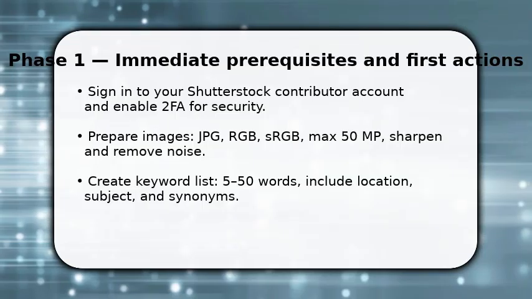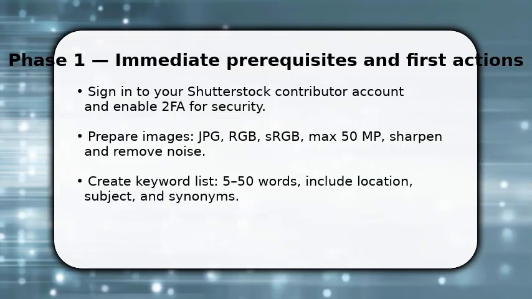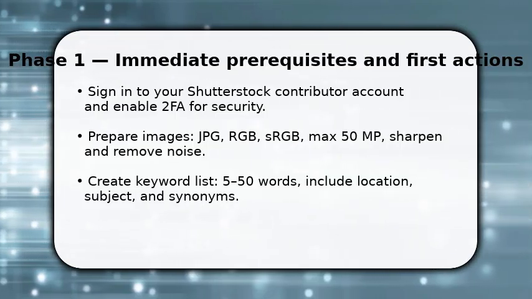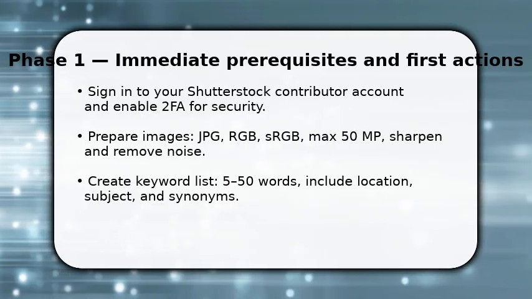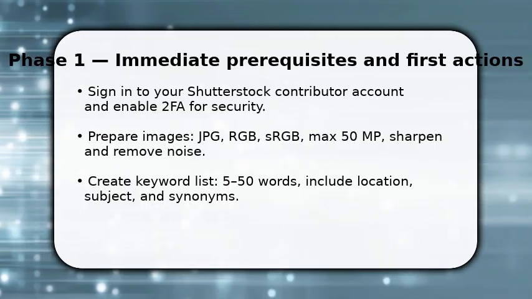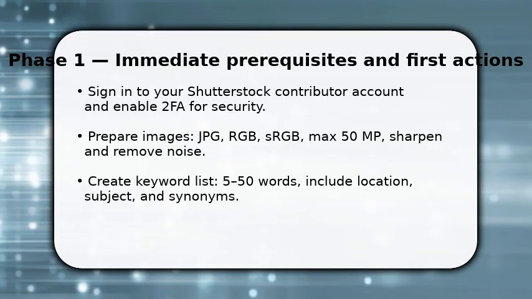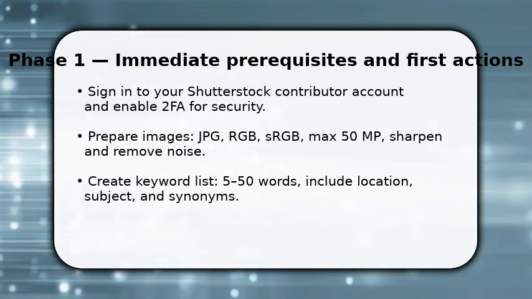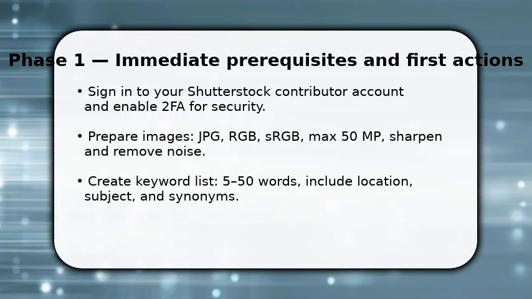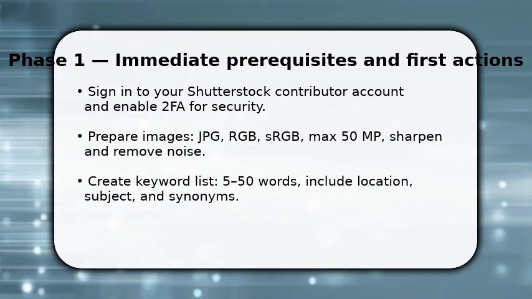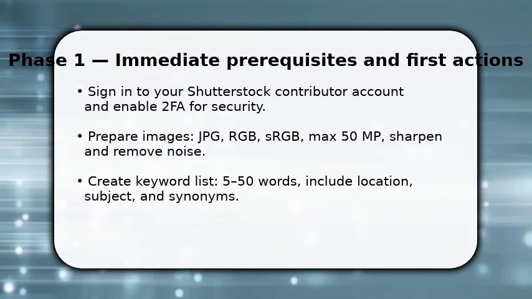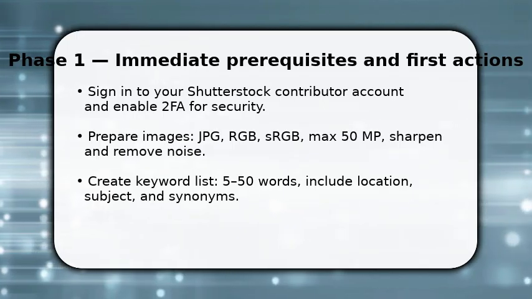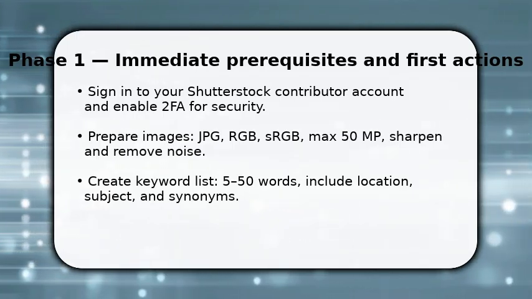You start by signing into your Shutterstock contributor account and enabling two-factor authentication. This protects earnings and identity. Once signed in, open your best images, export as JPG and sRGB, keep file size and megapixels within limits. Meanwhile, draft a focused keyword list containing 5 to 50 accurate words, including location and synonyms.